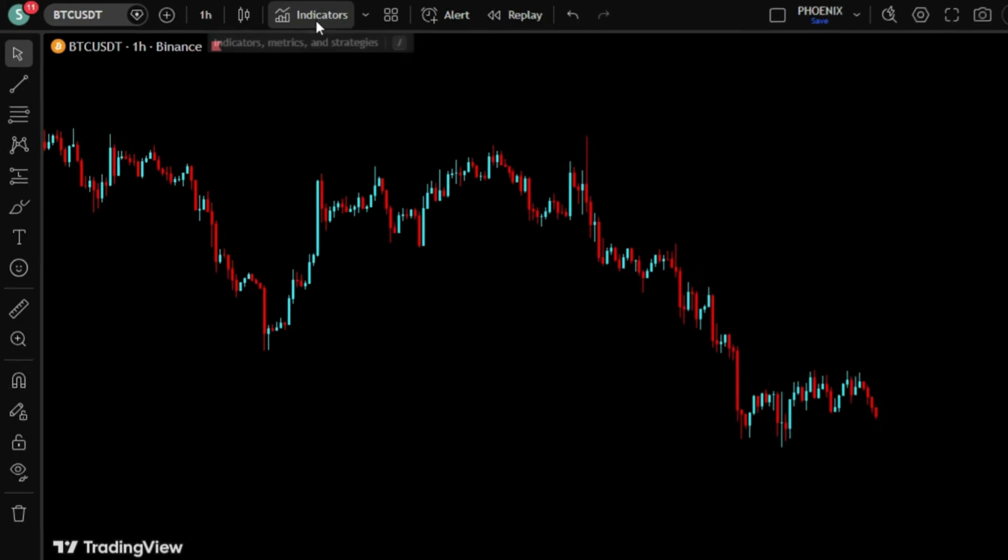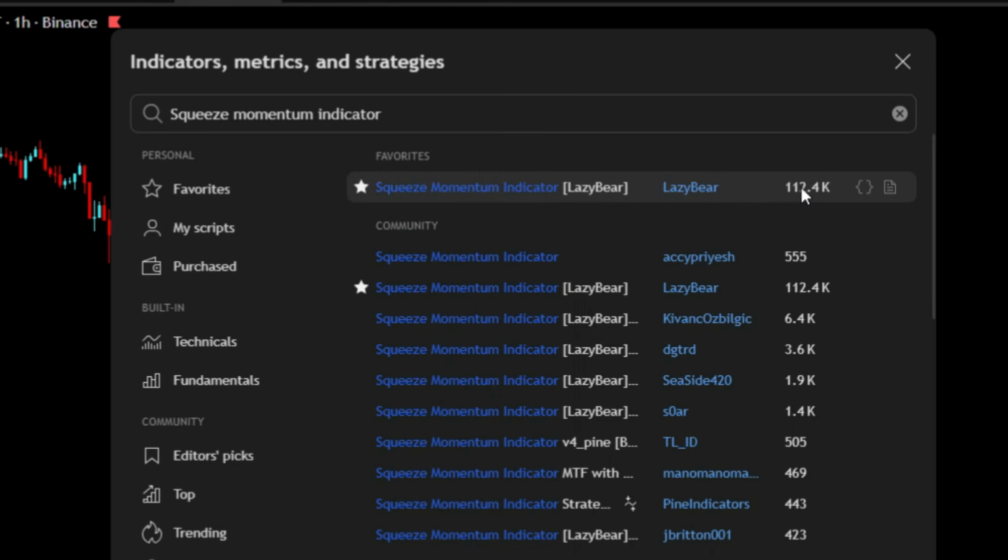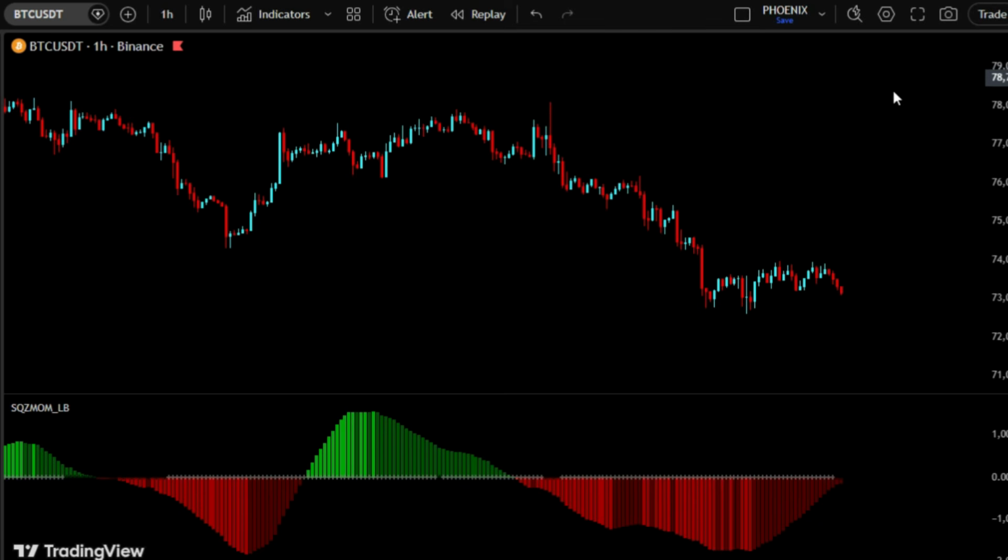To get started, head over to TradingView, open any chart, and click on the Indicators tab. Then search for Squeeze Momentum Indicator, which is created by Lazy Bear. Once you add it to your chart, it will appear below your chart in a default form.